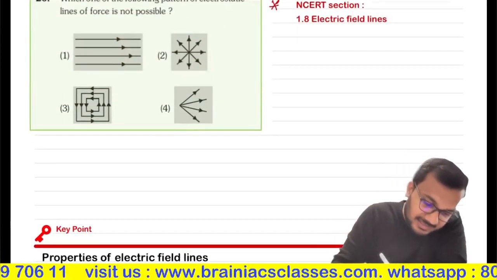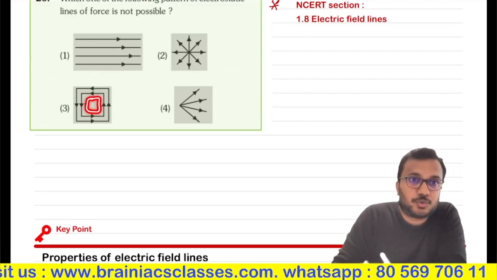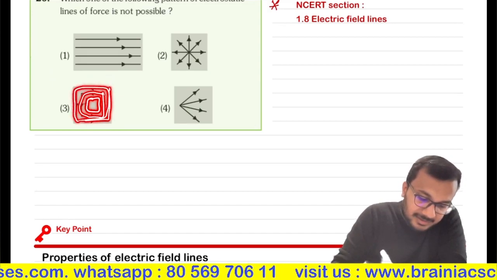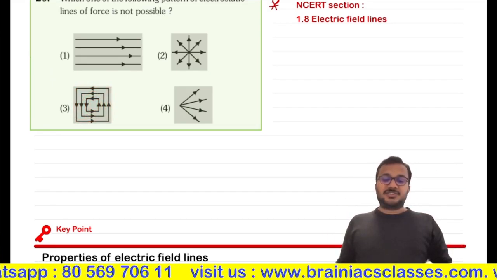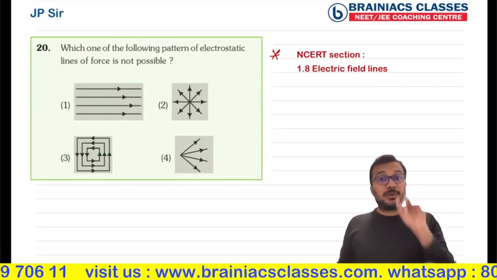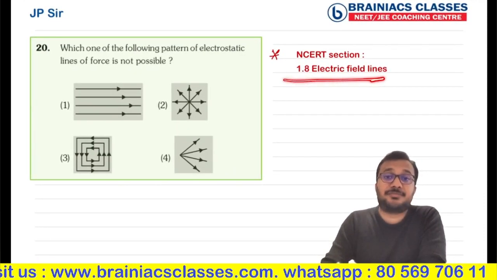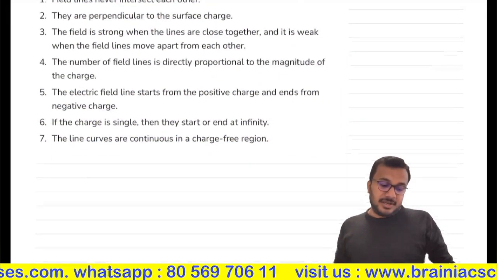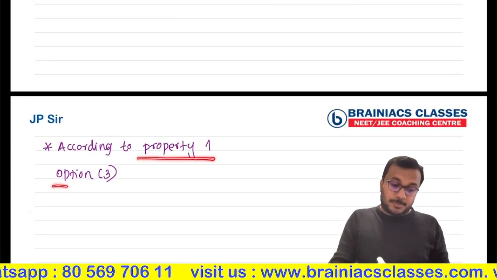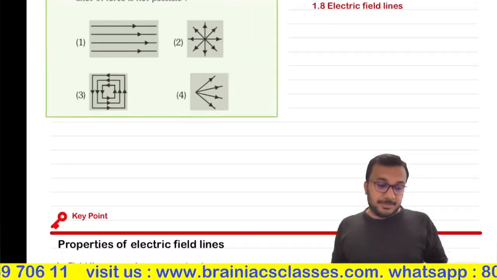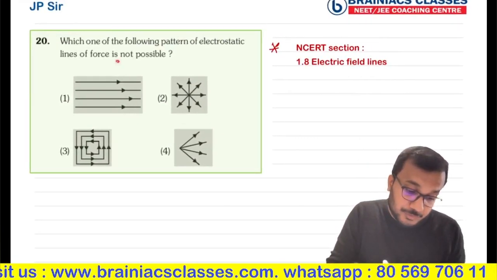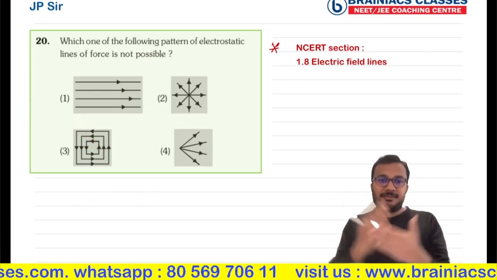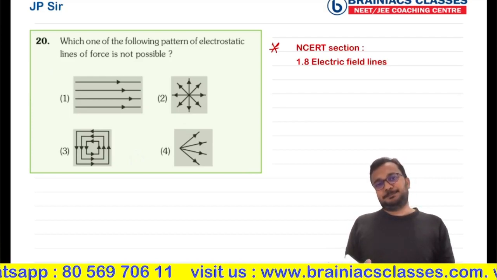Which diagram is intersecting? See, starting here, ending here. So closed loop. Starting here, ending here. It is touched. No, they cross each other. Not possible. So electric field lines are never supposed to cross. This is again a question from the properties of electric field lines. We already discovered field lines will never cross each other. According to property number 1, option 3 is the correct answer. Option 3 means which of the following patterns of electric lines of force is not possible. This is not possible, this is wrong. Electric field lines will never cross or cut each other.